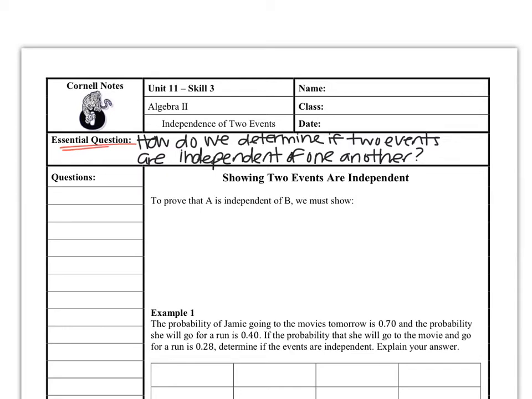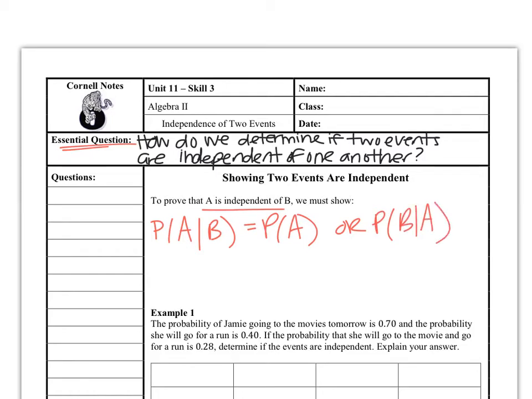So to prove that A is independent of B, we must show that the probability of A given B is equal to the probability of A. Or we could do the opposite of that: probability of B given A is equal to the probability of B.